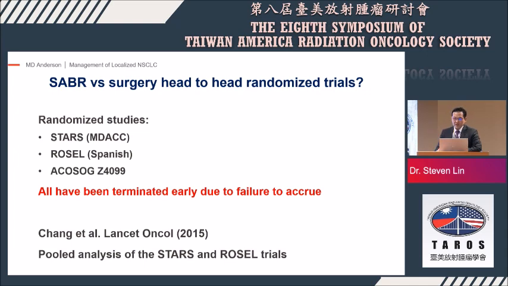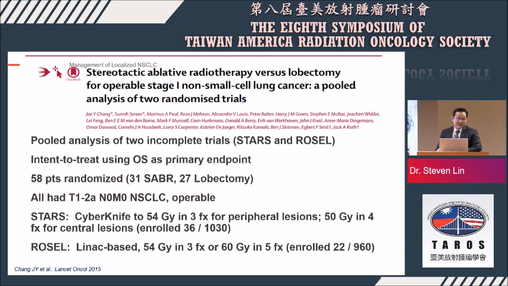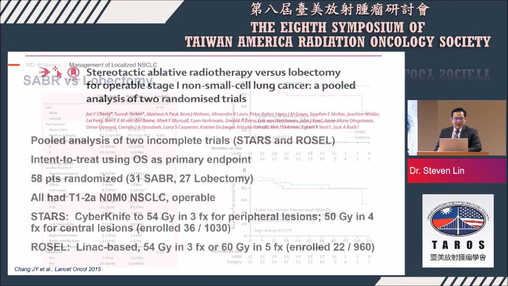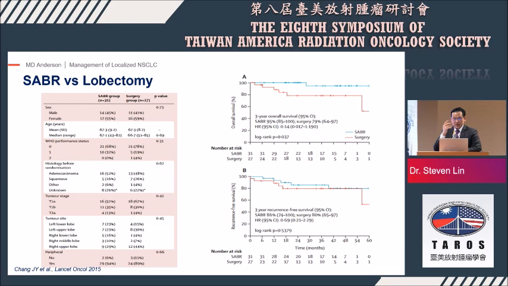It was a very small number of patients. So only 58 patients combined with the 2 series. So 31 patients got SABR, 27 patients got lobectomy. And of course, you probably noticed with these results, the outcomes, you will say it's comparable. All those survival curves look better, actually statistically significantly better with SABR compared to surgery.